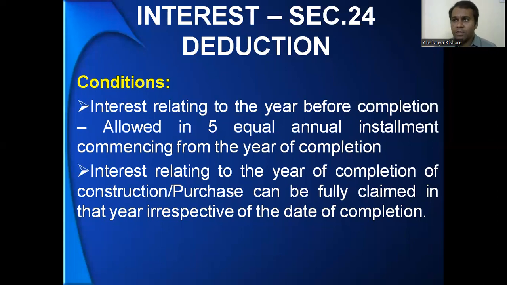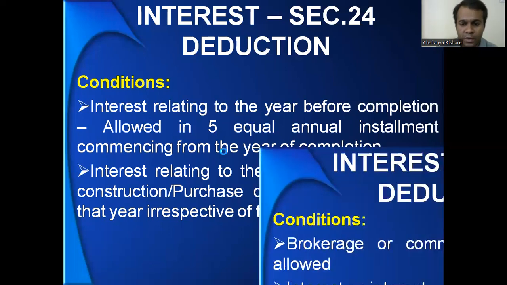And if a house is completed during a particular year, the total interest of that year can be claimed as deduction. This is irrespective of the date of completion. For example, assume that on Jan 1, 2023, you have completed a property. The total interest of 22-23, from 1/4/22 to 31st March 23, you can claim as deduction. The total amount of interest you can claim in the current year itself. So this is one more condition to be satisfied.